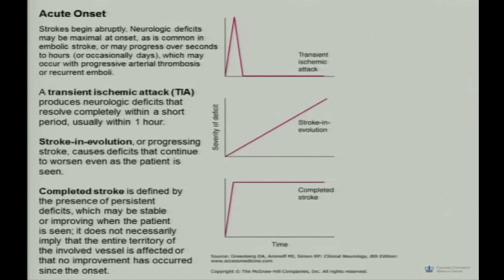In the case of AFib, like an embolic stroke, you can have multiple clots getting thrown. And so in that case, the severity can progress with time. It doesn't have to look linear, but it can progress with time.